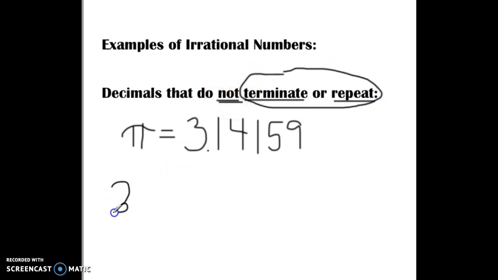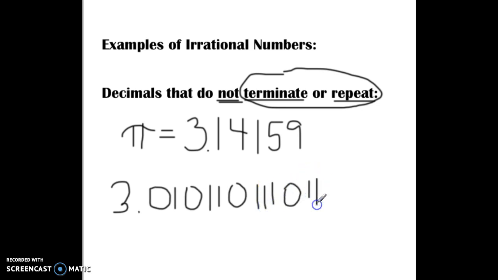So if you had the number 3.01011 0111 0111, and then they put some dots after it to show that that goes on and on. Well, look at this pattern. Does that ever repeat? No. There's a pattern, but it doesn't repeat. And it doesn't end. So if it never repeats and never ends, it's irrational.